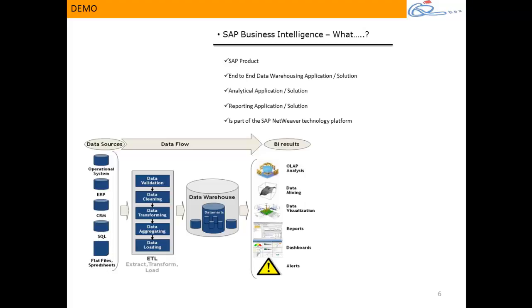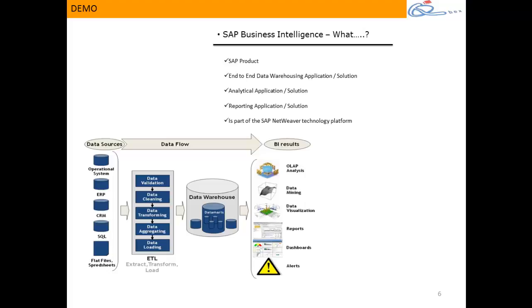And BW is an application which implements this concept of data warehousing by providing you the tools and techniques, or different programs, for it. So it's an analytical application, a reporting application, and it's a part of SAP NetWeaver technology. And as you see in the figure given on this slide, it clearly depicts what data warehousing is and what BW can do for you.